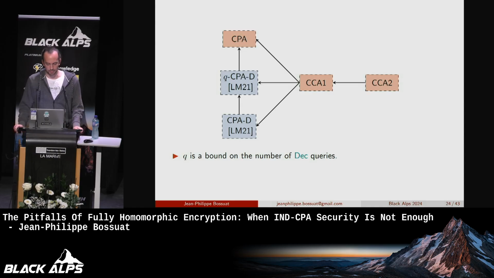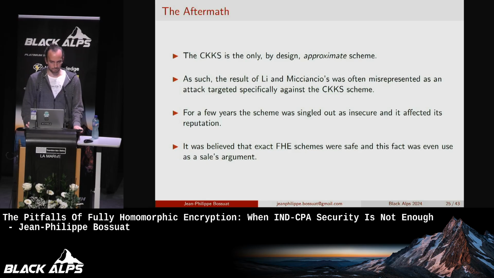Here is a small diagram of how they all interact with each other. An arrow going to the right means the notion is stronger and implies the previous one. And we also relax it to q-IND-CPA-D, which means that you are IND-CPA-D secure as long as you support up to q queries.